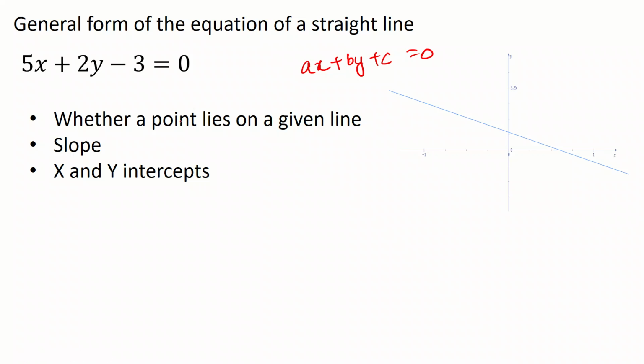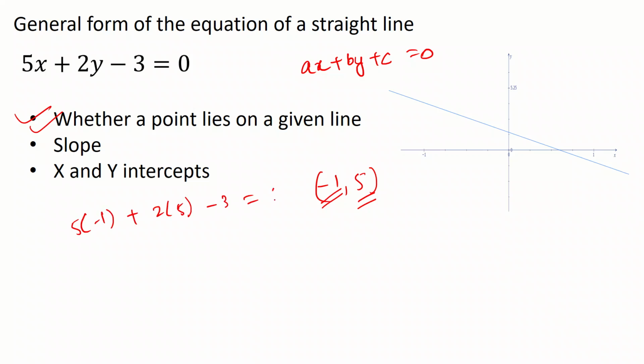Whether a point lies on a given line or not, this point you need to understand. Suppose that I give you a particular point, suppose minus 1 comma 5, and I ask you whether this point lies on this straight line or not. So what you'll be doing, you just put minus 1 in place of x and 5 in place of y. So what do you get? 5 times minus 1 plus 2 into 5 minus 3.